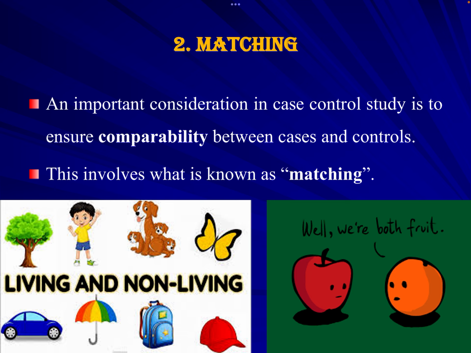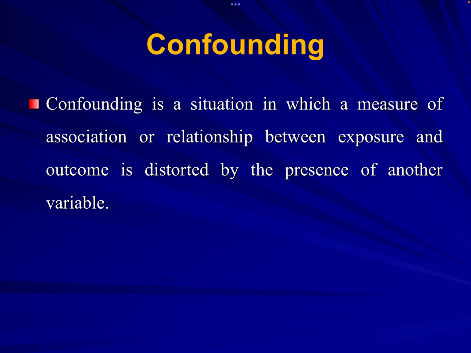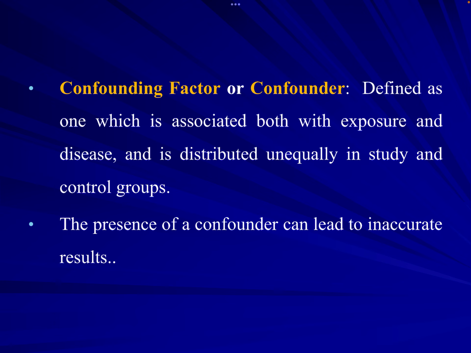Next is second step in case control study, that is matching. An important consideration in case control study is to ensure comparability between the cases and controls. This involves what is known as matching. There is something called as confounding. Confounding is a situation in which a measure of association or relationship between exposure and outcome is distorted by the presence of another variable. Confounding factor or confounder is defined as one which is associated both with exposure and disease and is distributed unequally in the study and the control groups.